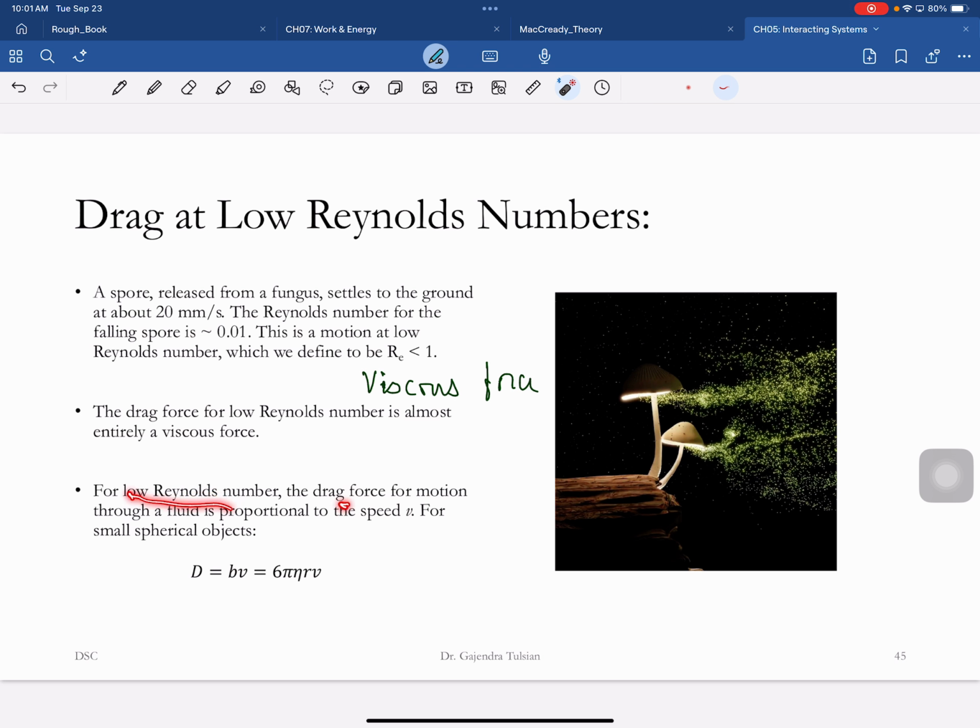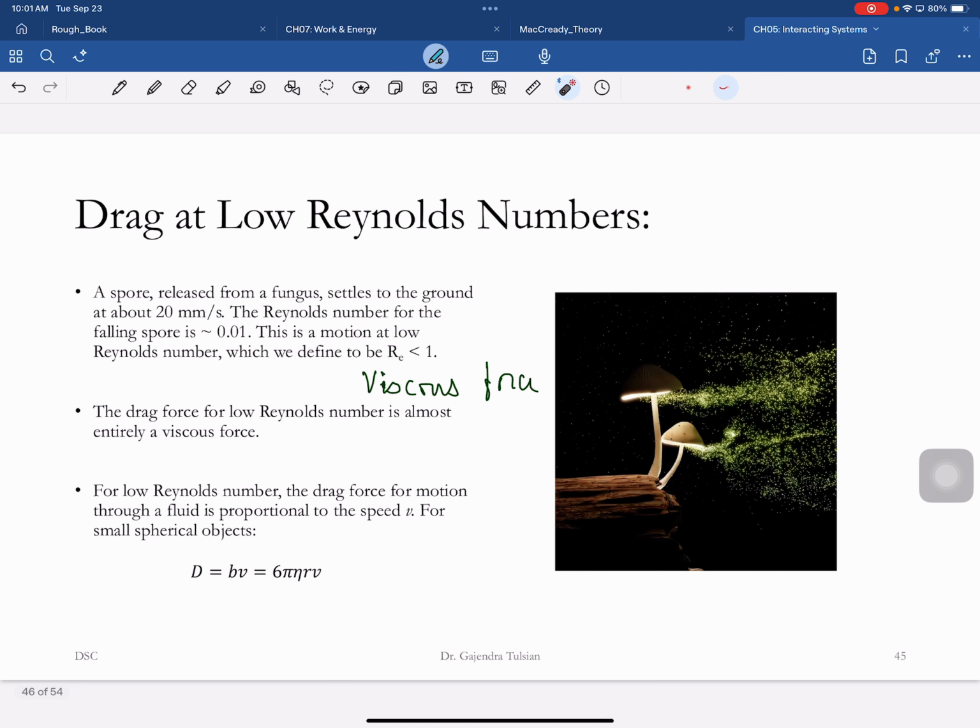Okay? So for low Reynolds number, the drag force is now proportional to the speed. See, for low Reynolds numbers, the drag force is proportional to the speed, and it's also proportional to the viscosity. Remember, the viscosity of honey was 10,000 times greater than the viscosity of water. So for small objects, moving through honey would be 10,000 times harder than moving in water.